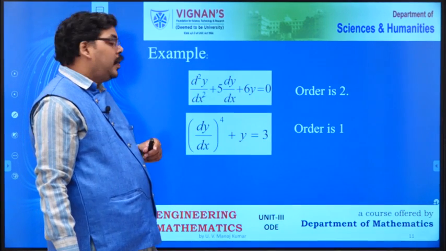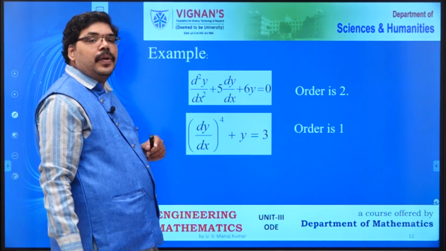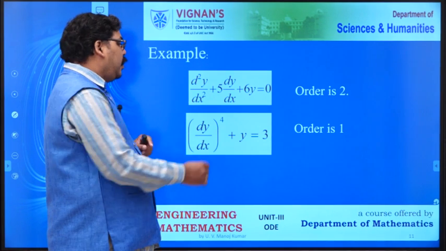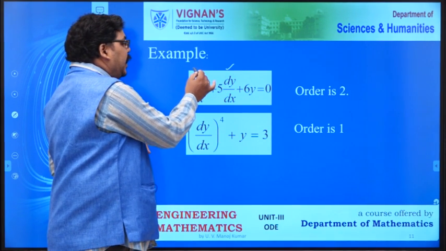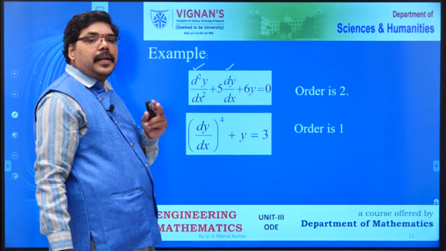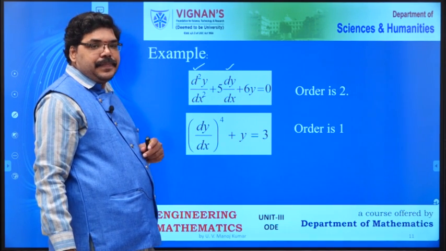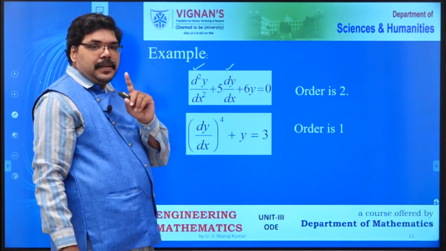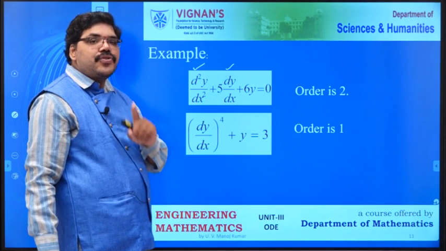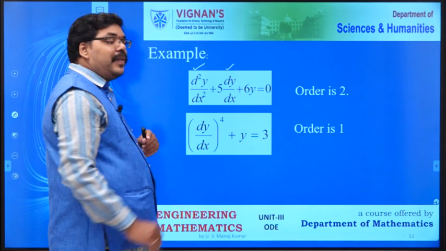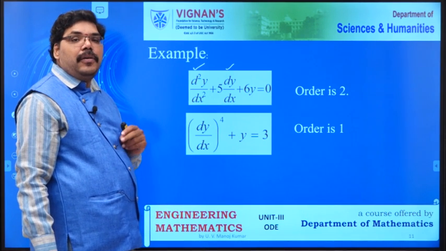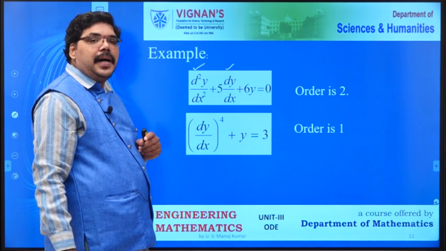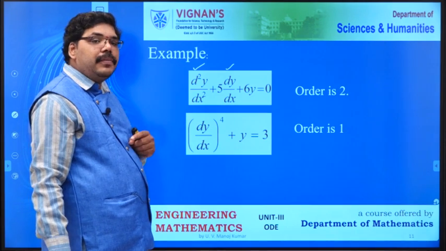see these examples. So in the first example, what are the derivatives we have? Here y is the dependent variable. Dy by dx, d square y by dx square are the derivatives of y with respect to x. Dy by dx, we are differentiating y with respect to x one time. So that is a first order derivative. D square y by dx square is a second order derivative. So in the differential equation, what is the highest order derivative?